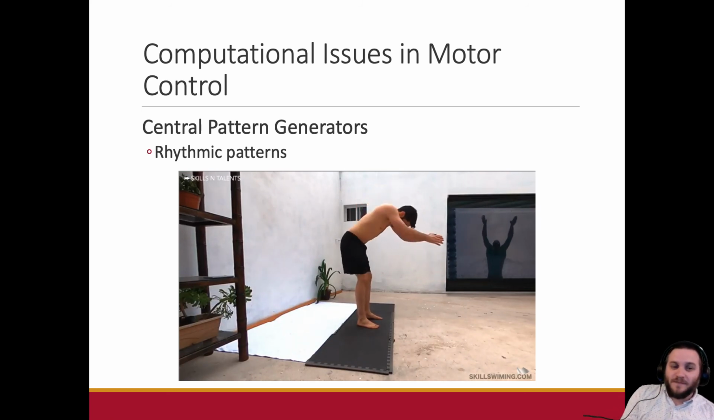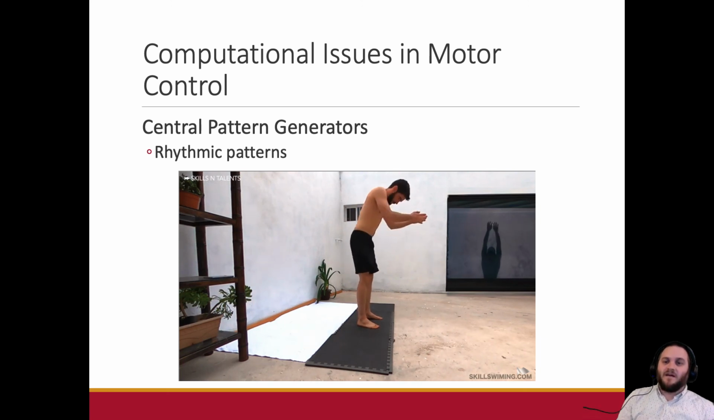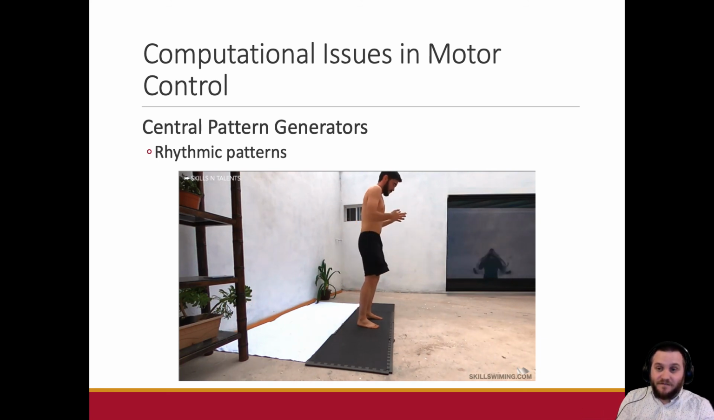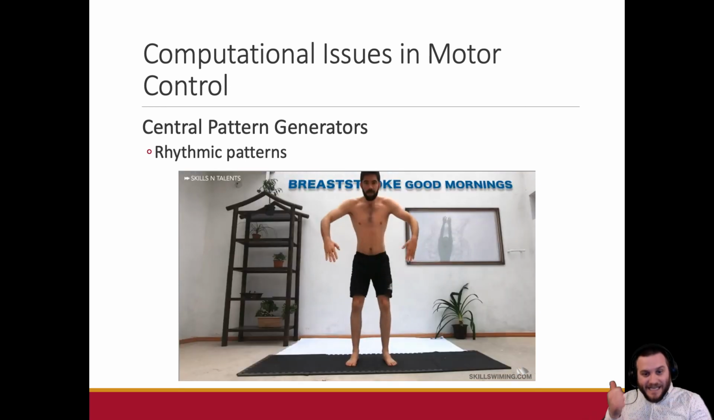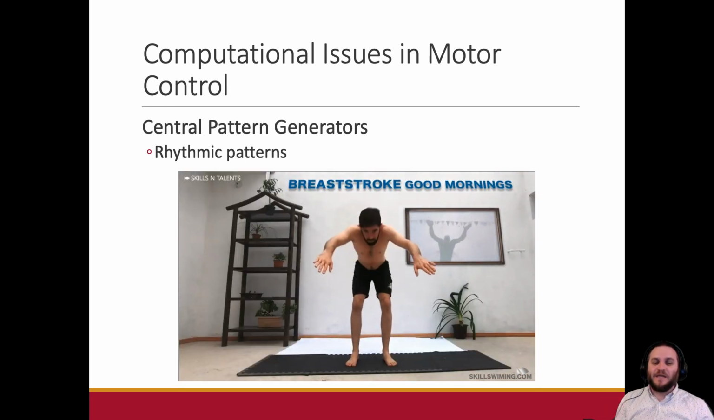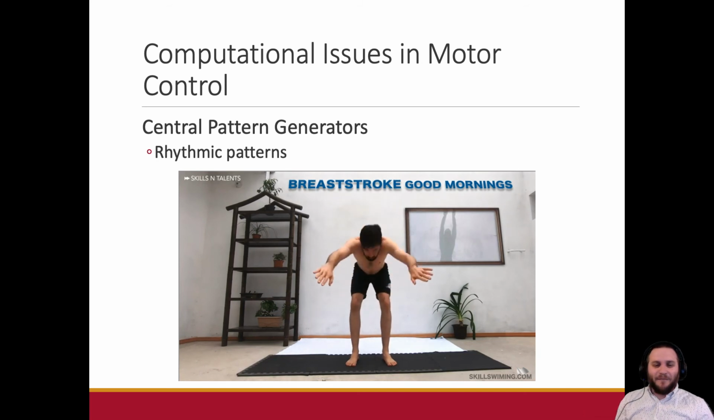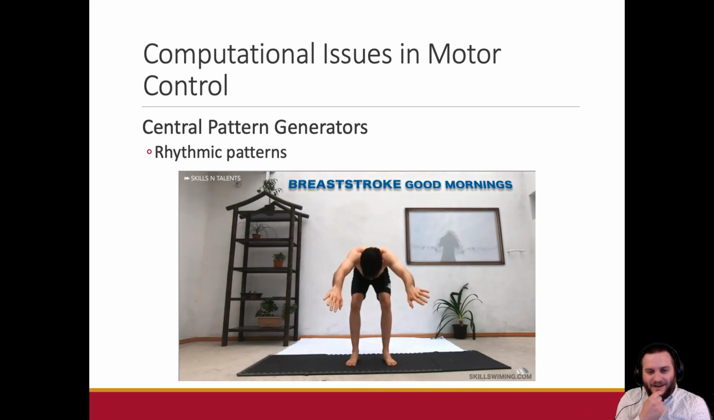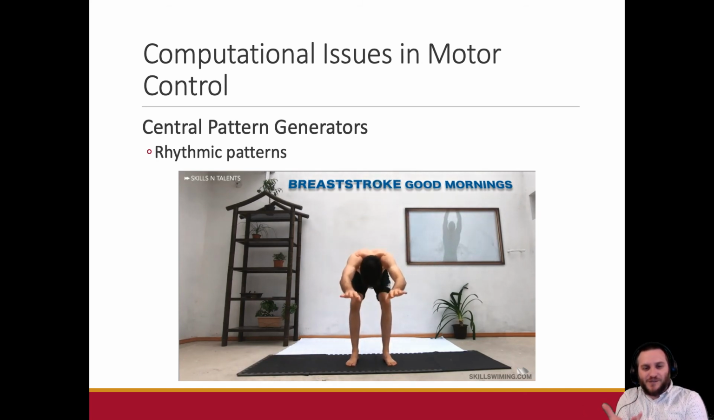So these are rhythmic patterns. Breathing, flying in animals that can fly, swimming. He is swimming in the absence of water. I thought that was pretty cool. I was wondering what I could show for rhythmic patterns. Oh yeah, a dude swimming not in water.